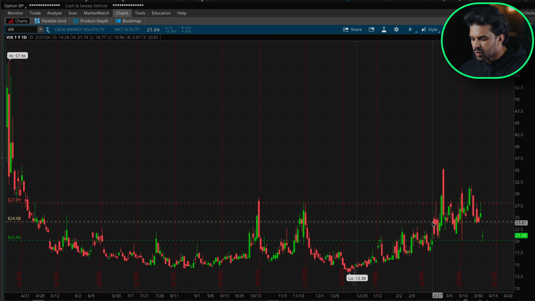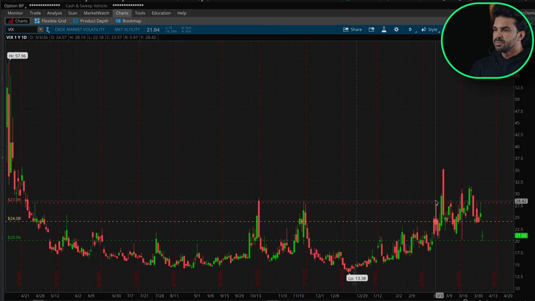Once we cross that 24 level, this means now the fear is starting to get more and more into the market. And usually when fear gets higher in the market, you usually see SPY and overall stock market pulling back, pulling on the downside. Once we get above 30, this is a fearful market, meaning you're going to see option premiums priced much higher than they were when VIX was under 20.